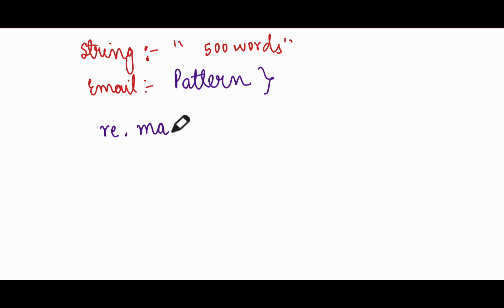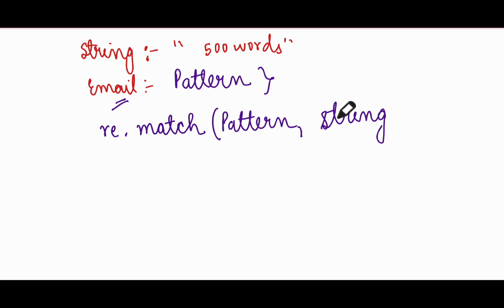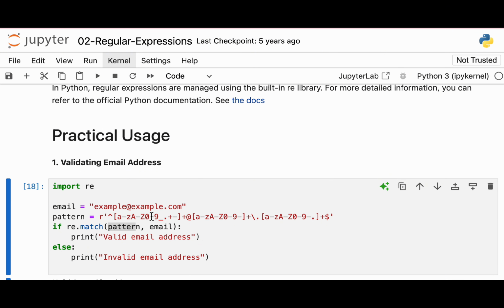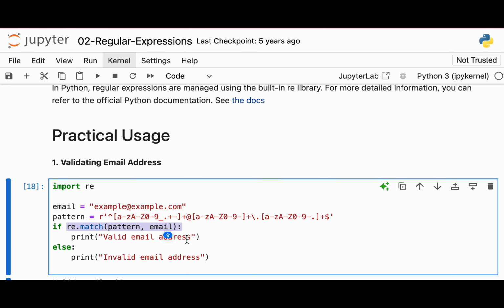After that you will use re.match. Match says to match this pattern. Where are you matching it? In the string. If your pattern matches your string, it will reply true, or it will reply false, depending on whether your string contains an email address or not. So if this is true, then print that this is a valid email address, otherwise print that it is an invalid email address.